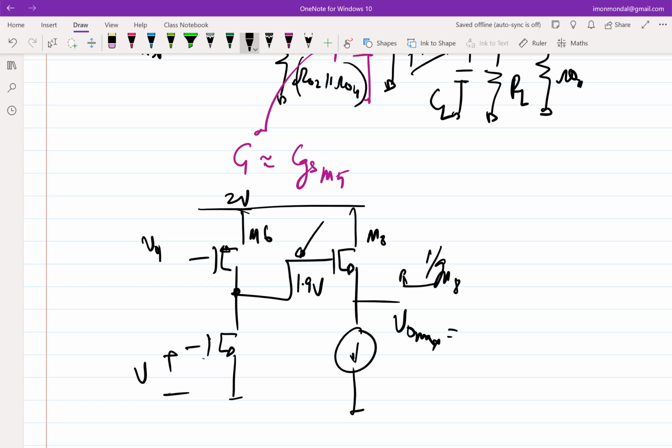So 1.9 minus VGS of M8, which is again of the order of 600 millivolt. So this V0 max becomes 1.3 volt. This is the maximum allowed. So if you are using a 2 volt supply, you are losing 700 millivolt just for biasing. And a 2 volt supply is also kind of high. In modern technology, we use a 1 volt supply, but threshold voltages haven't scaled as much. Threshold voltage is probably 300 or 400 millivolt. So if you use this, you essentially lose more than half the supply just for biasing.